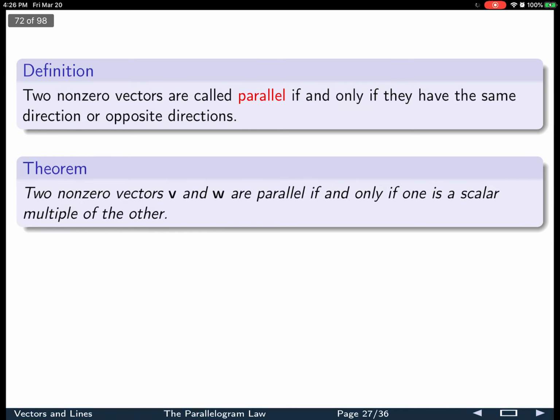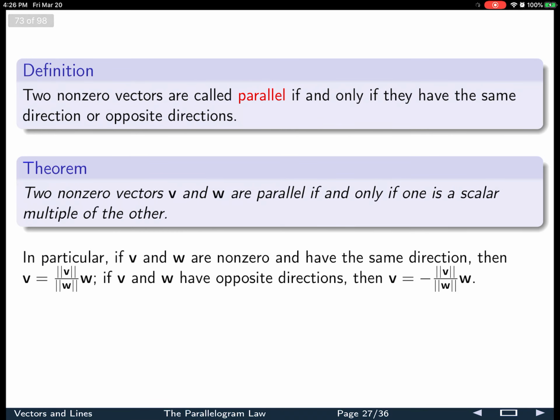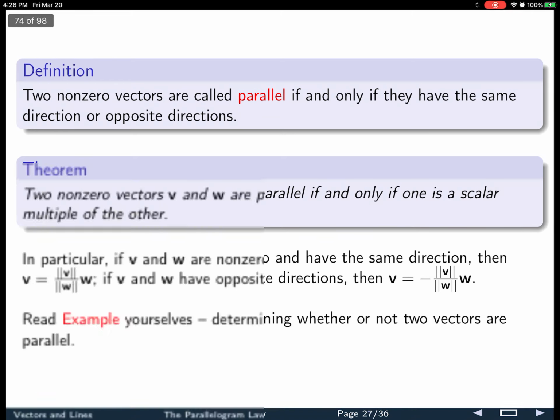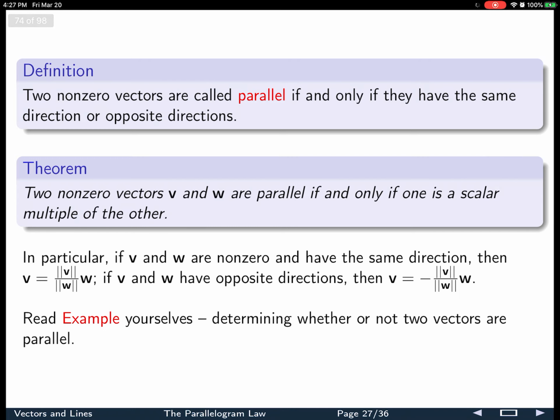All right, so yes, they are parallel if and only if they're in the same direction or opposite directions. That makes sense. So they are scalar multiples of one another if they are parallel. All right, we're good. Cool.